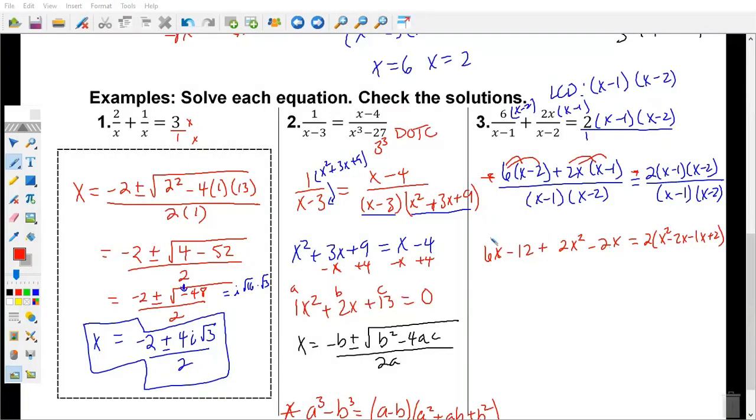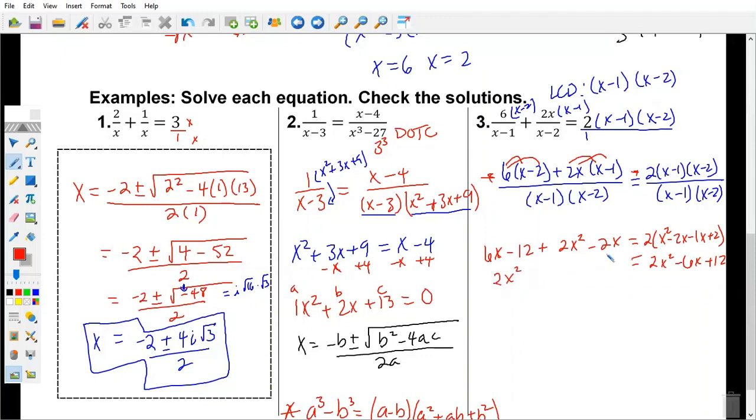Okay, so now we're going to finish. We're going to combine like terms and finish it out. So over here, I'm going to distribute the 2. So I have 2x squared. This is going to be negative 2 and negative 1 makes negative 3. So I'm going to go ahead and write negative 6x plus 12 equals, and over here, I have 2x squared.